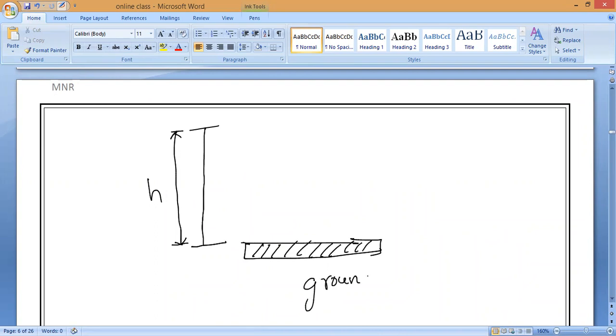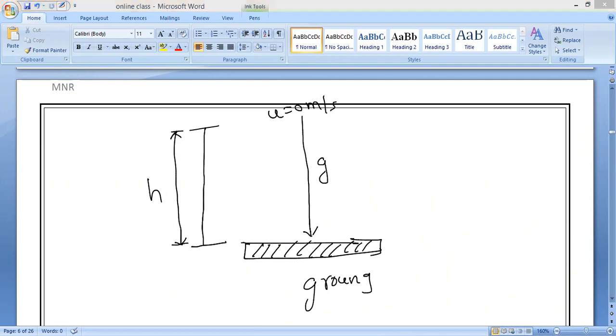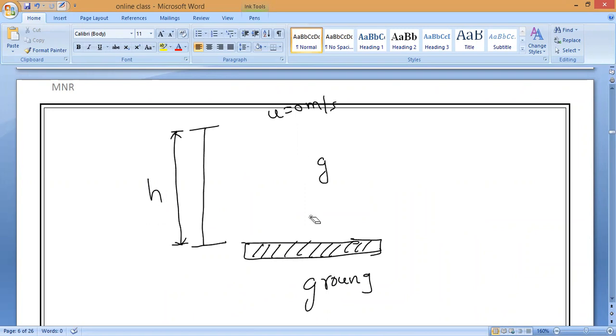Ground. Okay. Now, what is the direction of acceleration due to gravity? This is the direction of gravity. And what is the initial velocity? Initial velocity is 0. So you have to remember, G is also traveling in the same direction, and the body's initial velocity is 0. Kindly all of you remember that. Clear?